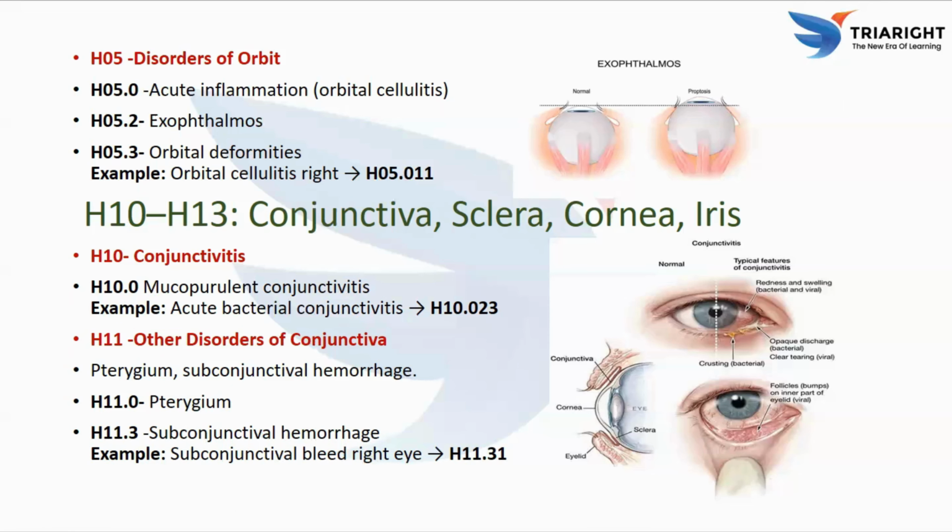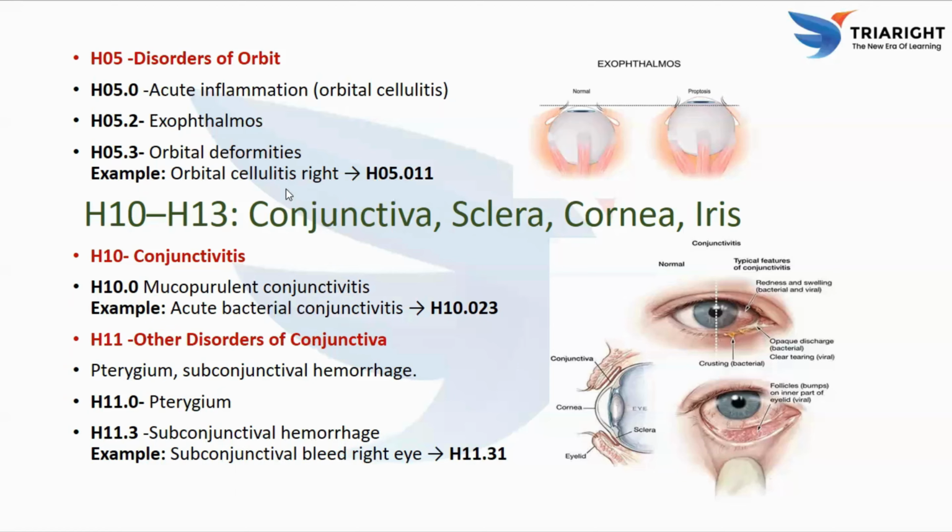Eye protrusion, dry eye due to exposure, double vision, and eyelid retraction. So this shows you a comparison of normal and proptosis. So next is H05.3 code for orbital deformities.